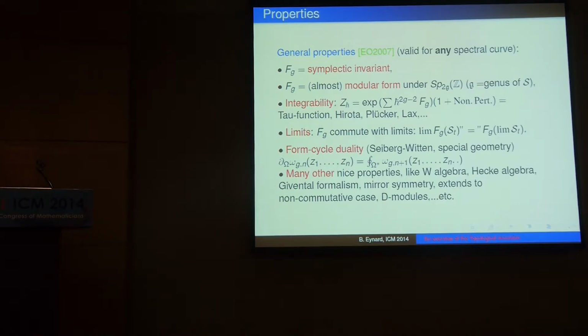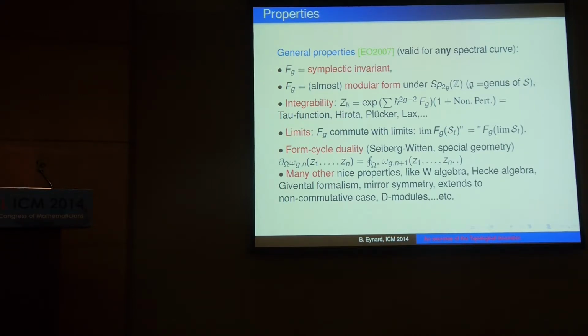First, I call the F_g's and omega g,n's invariants because they are indeed invariant under something. They are what I call symplectic invariants. Most of those properties which I'm going to mention have been derived in the paper where we introduced all those definitions in 2007 with my student Nicolas Orantin.